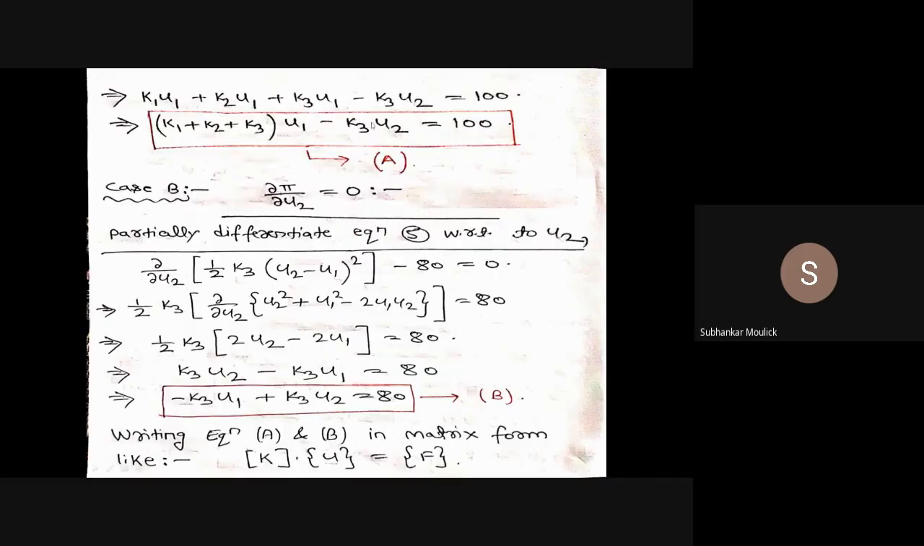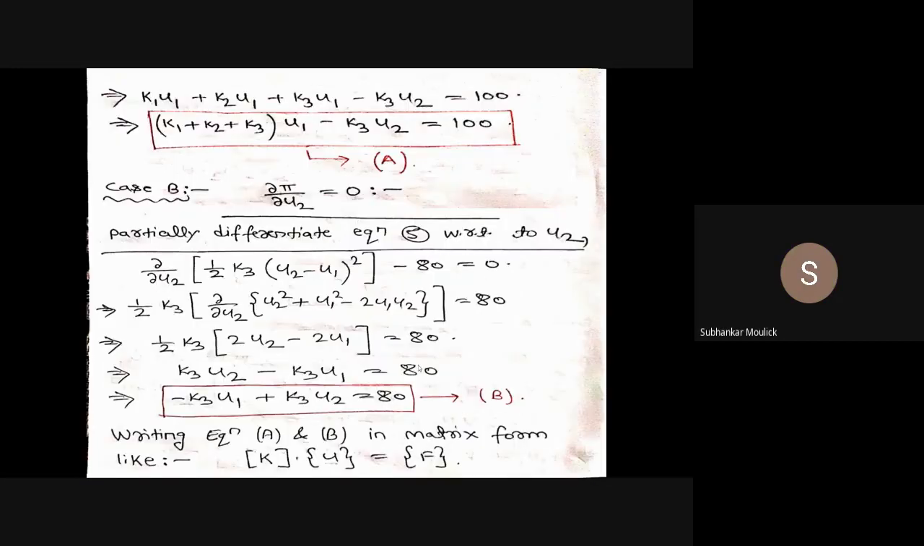So first, let us differentiate equation number 5 partially with respect to u1 and equate it to 0, that is del pi by del u1 equal to 0. If you differentiate it, you will get equation number A, that is (K1 plus K2 plus K3) times u1 minus K3 times u2 equal to 100. Is it clear? Equation number A. Any doubt in equation number A so far? No, sir. Okay.